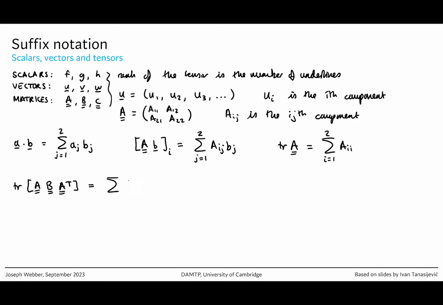Well, if I wanted to do that, I have to have 3 sums. I have to have a sum from i equals 1 to 2, a sum from j equals 1 to 2, a sum from k equals 1 to 2 of Aij Bjk Aik. And this gets really messy when you're handling lengthy expressions with lots of these sort of things. So can we get rid of the summations?